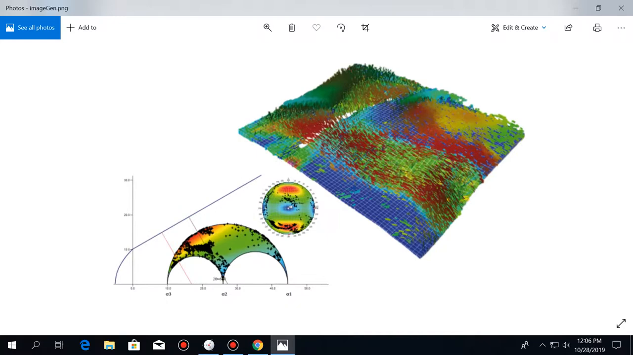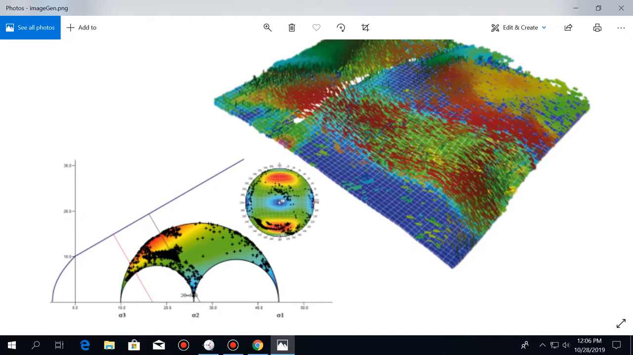Here you have a Mohr circle. Here you have a failure envelope or shear failure. Here you have a stereo net. And here you have the fractures that represent all those points in here. The red color means faults and fractures which are in this location.